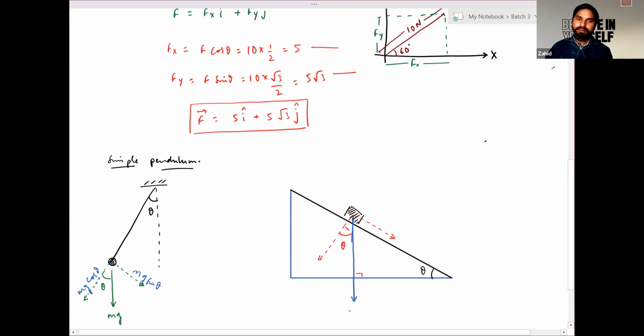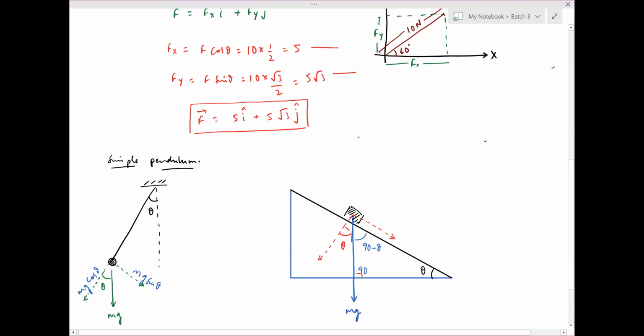This is a vector which is acting vertically in the downward direction. So this angle would be 90 degrees. If this angle is theta, this angle must be 90 minus theta. Is it clear till this part? Yes.